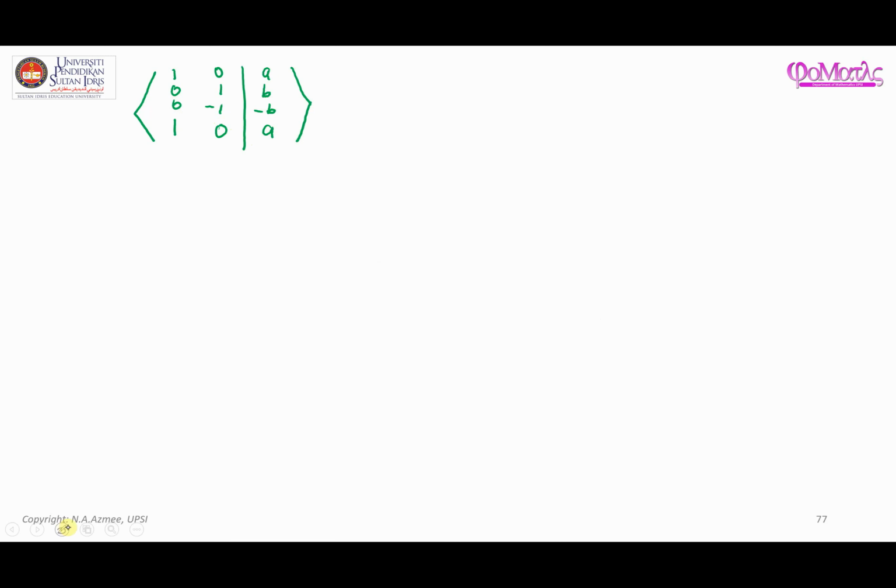Clearly, what we can do next is turn this into 0. Therefore R4 plus negative 1 R1 will do just that. So here we go: 0, 1, B, 0, negative 1, negative B. Here 1 minus 1 is 0, 0 plus 0 is 0, and A minus A is 0.